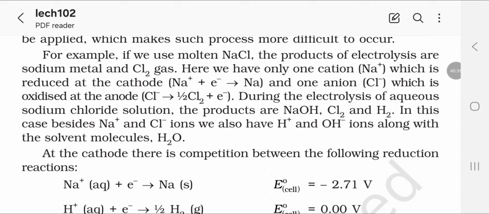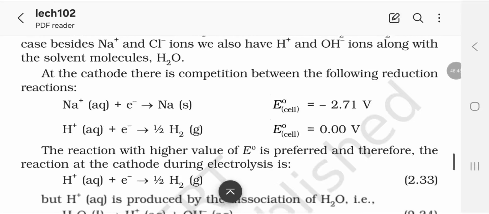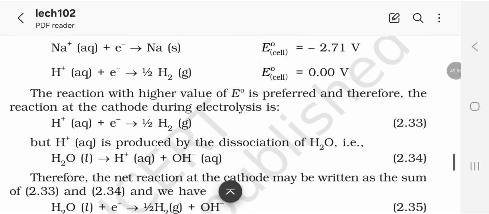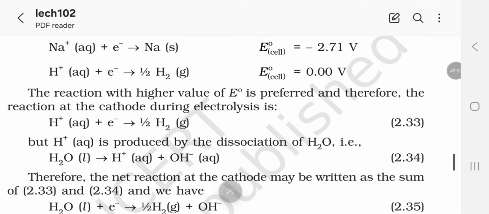In this case, besides Na+ and Cl- ions, we also have H+ and OH- ions along with the solvent molecule water. At the cathode, there is competition between the following reduction reactions. Na+ plus 1 electron gives Na, and H+ plus 1 electron gives half H2. The reaction with higher value of E naught is preferred, and therefore the reaction at the cathode during electrolysis is H+ plus electron gives half H2.